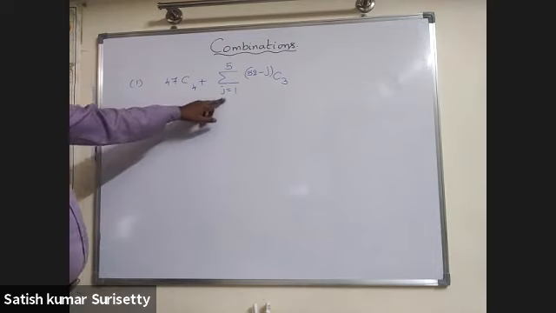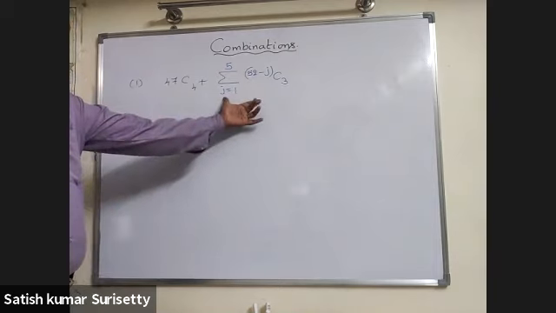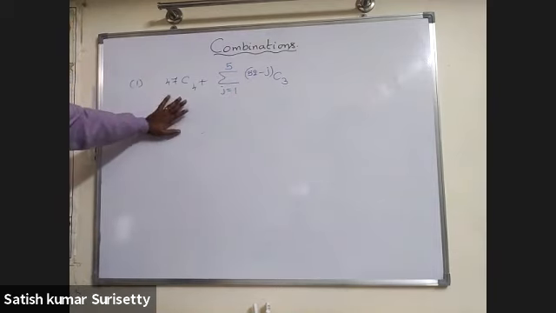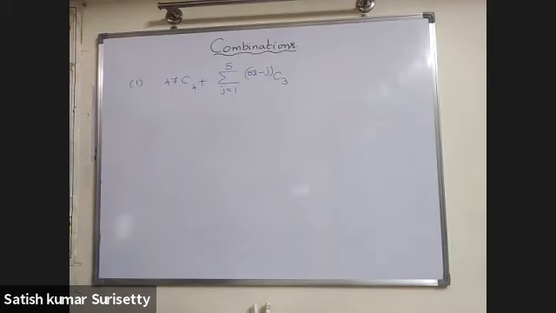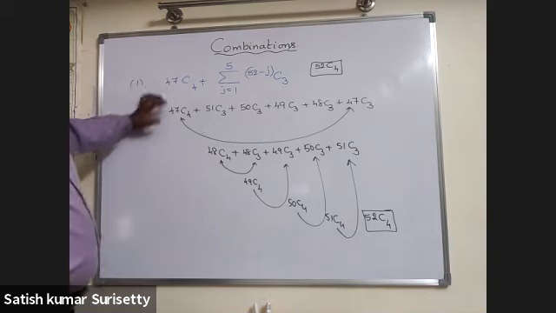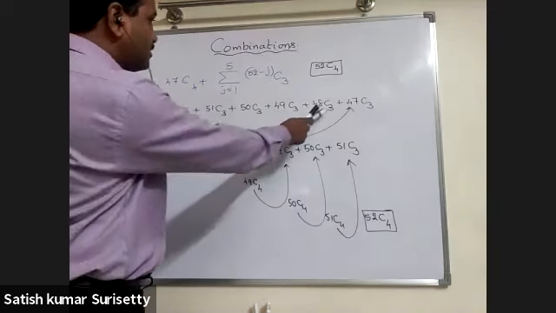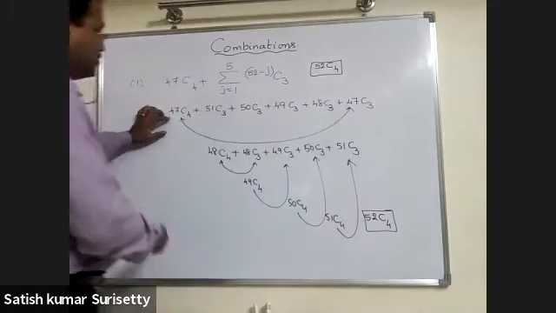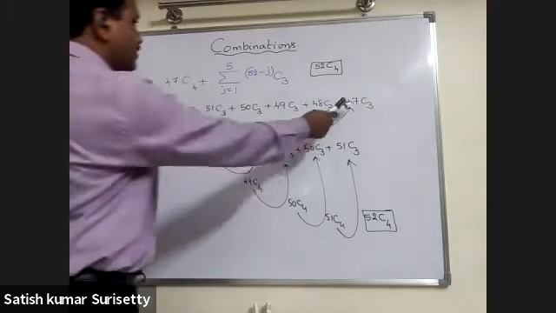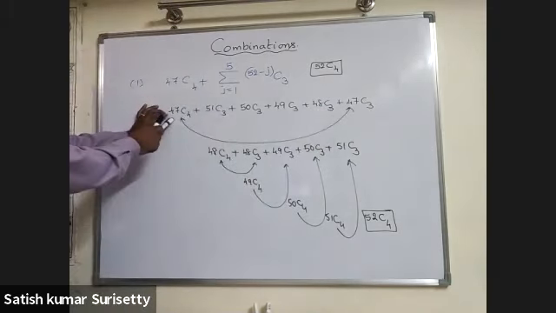47C4 plus sigma j equal to 1 to 5, 52 minus j C3. So expand the sigma and regroup the terms and apply the property of nC(r minus 1) plus nCr equal to (n plus 1)Cr. So the expansion is 47C4 plus 51C3 plus 50C3, 49C3 plus 48C3 plus 47C3. So by grouping 47C4 plus 47C3, it is in the form of nC(r minus 1) plus nCr is (n plus 1)Cr.